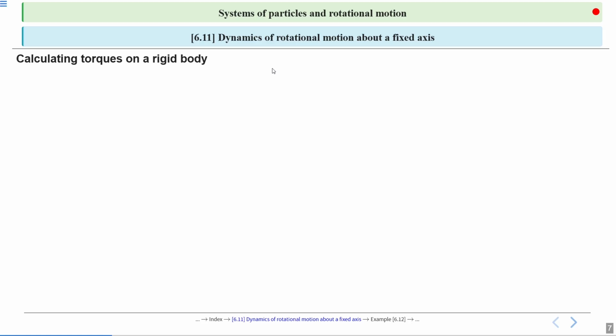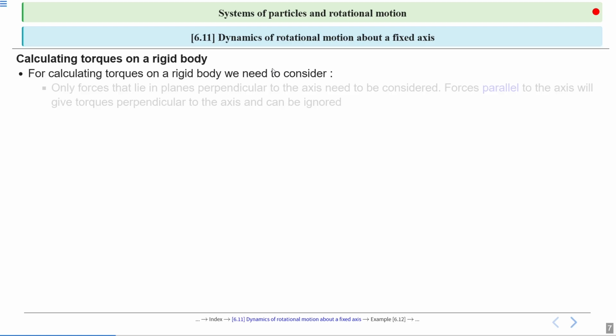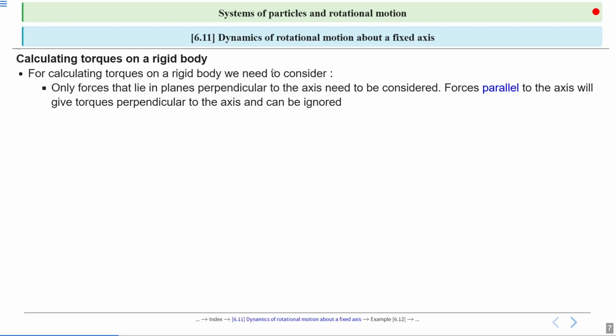So, calculating torques on a rigid body. Only those forces matter which are perpendicular to the axis of rotation, because forces along the axis, parallel to it, do not produce torque about the axis. Forces parallel to the axis will give torques perpendicular to the axis. We know tau equals R cross F. When R or F is along the same direction as the axis, their cross product becomes 0.